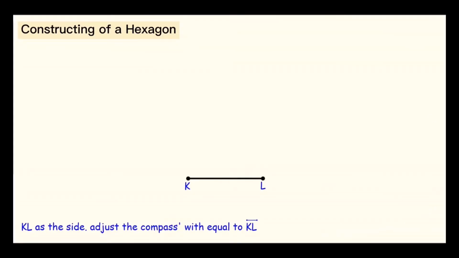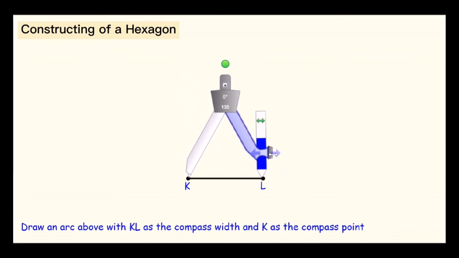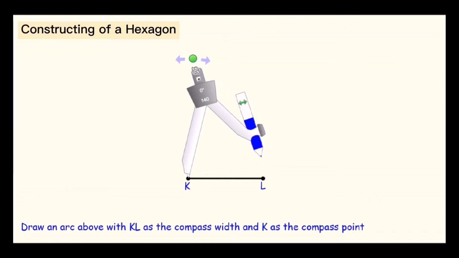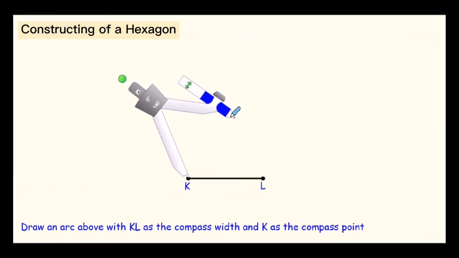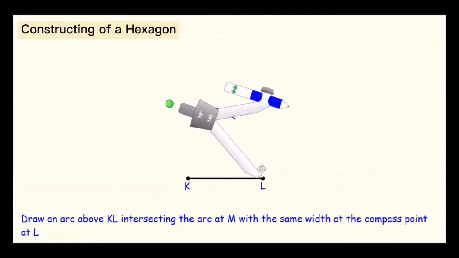Constructing a hexagon. KL as the side. Adjust the compass width equal to segment KL. Draw an arc above with KL as the compass width and K as the compass point. Draw an arc above KL, intersecting the arc at M, with the same width and the compass point at L.